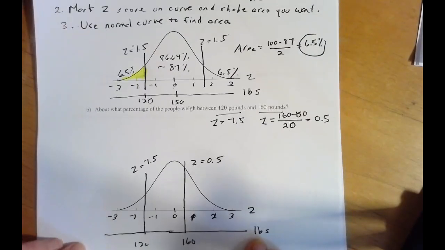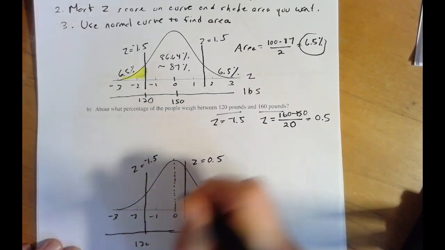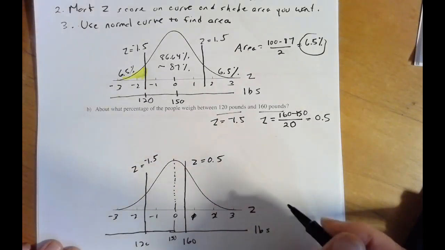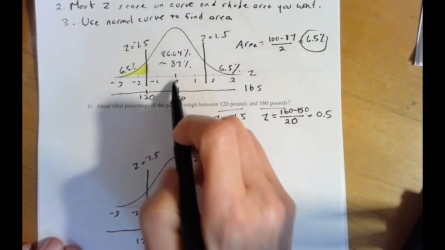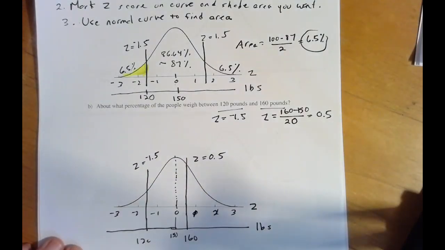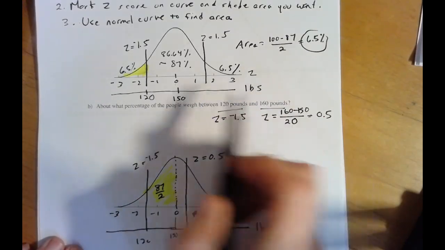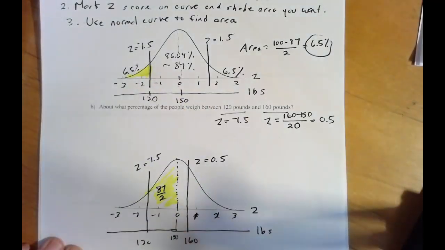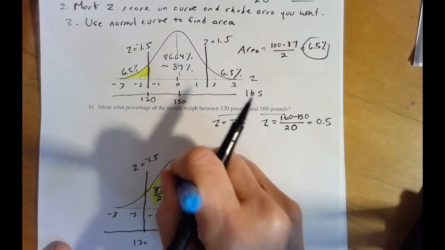So what do we know so far? Well, let's just divide this like that, right? And this is 150 pounds, right in the middle. All right, so we know that there's 87% between negative 1.5 and 1.5. Well, we just want half of that. So this area right here is going to be 87 divided by 2. So everybody see that? It's 87, the whole thing. So we just want half of that, so that's 87 divided by 2. And now we just want that little piece, this piece.